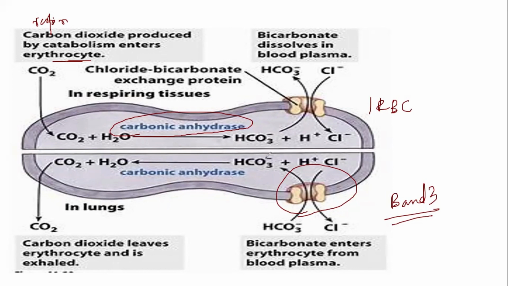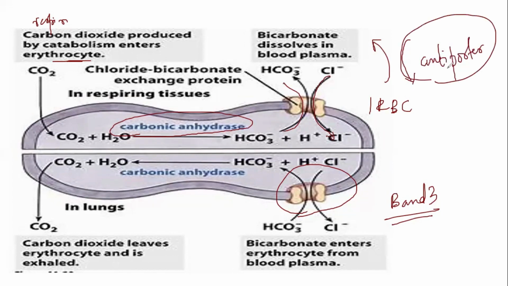Now what has happened? From the RBCs, it is released into the blood plasma. The bicarbonate dissolves in the blood plasma and Cl minus goes inside. So one is going out, one is coming in. So this is also an example of an antiporter. Remember, we have discussed the types of transport systems: uniporter, symporter, antiporter. So this is an antiporter. If one is coming in, the other is going out. Now this is happening in the case of the tissue.